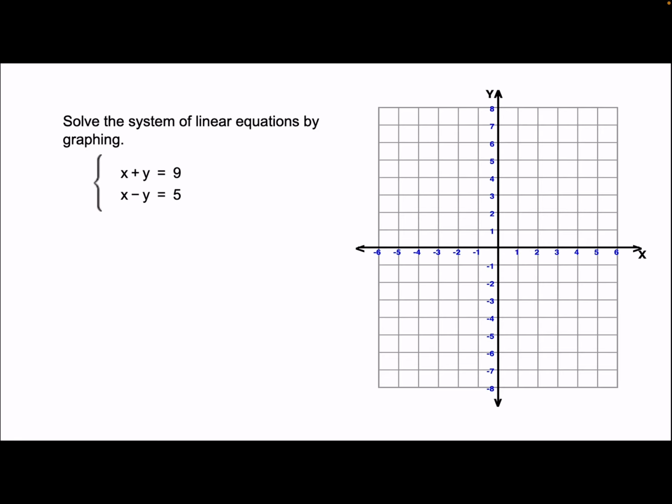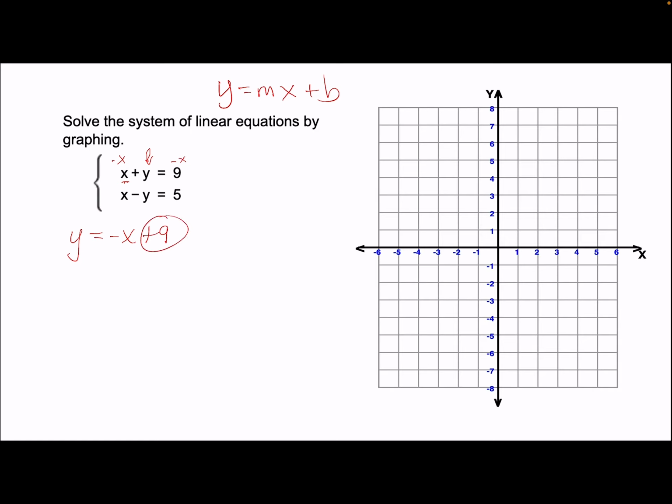If I change the equations to slope-intercept form, which is y equals mx plus b, I take the first equation and I'm going to solve for y, which means I need to get rid of x. So I'm going to subtract x from both sides. When I subtract x from both sides, I get y equals negative x plus 9. My y-intercept is positive 9.